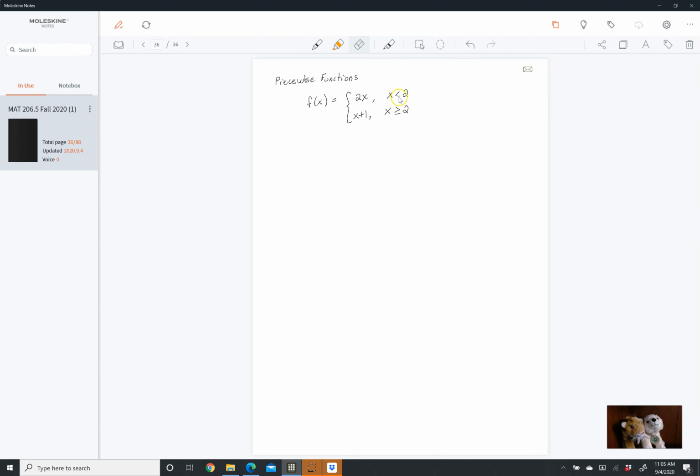Okay, and notice they're opposites, right? So we have less than 2, greater than or equal to 2. So this here is our wall. We only have one wall. We have two functions, one wall. Okay, that's where one function starts, one function stops, and the other function starts.